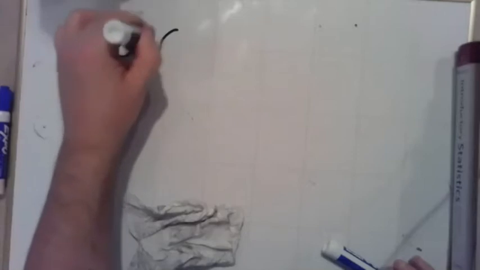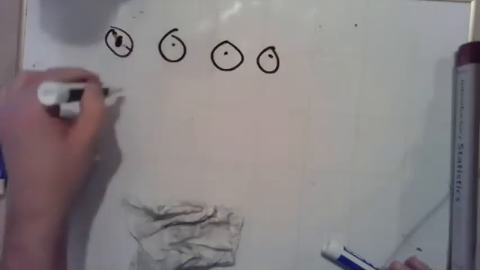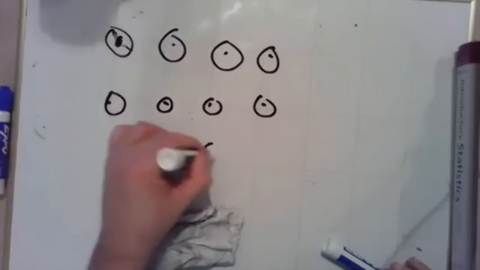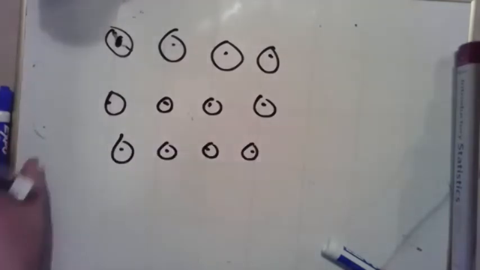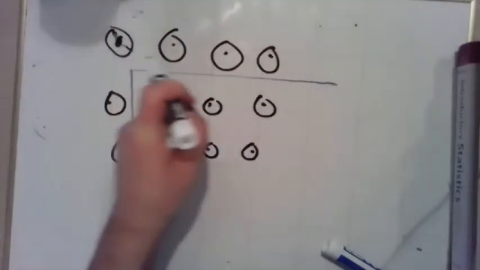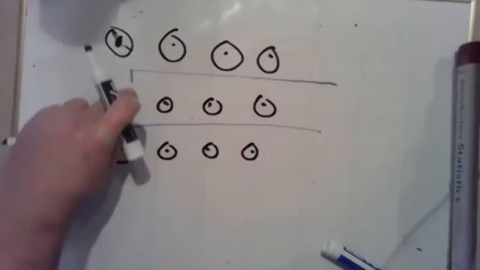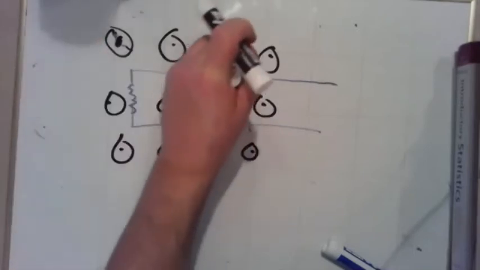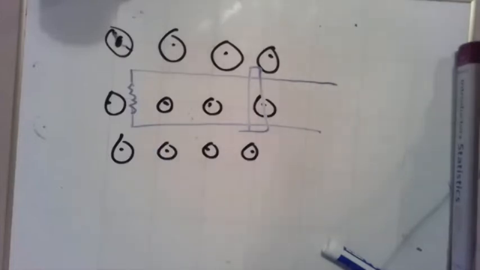Okay, so we got some constant magnetic field. Let's say it's pointing out. I build this system of rails in here. Maybe I put a resistor over on this side. And I put this bar that's a conducting bar that I'm free to move.